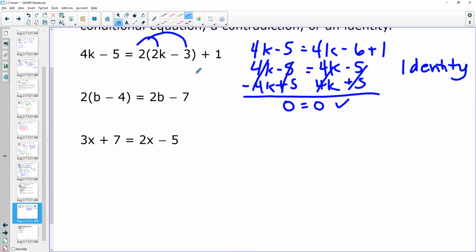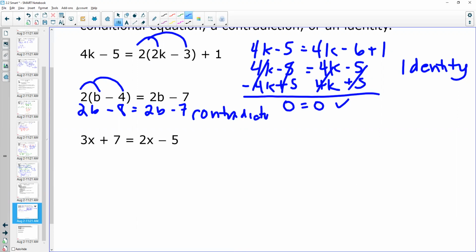Let's look at the second one. I'm going to distribute. I get 2b minus 8 equals 2b minus 7. Now I want you to think about that for a second. 2b minus 8 is the same as 2b minus 7. That can't be. So this is actually a contradiction.